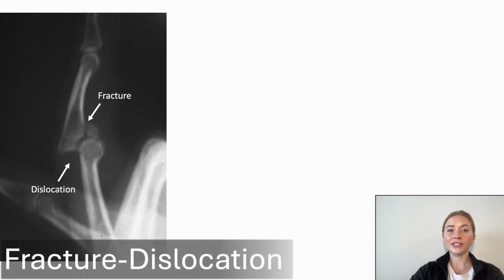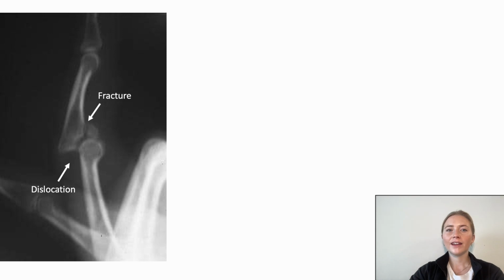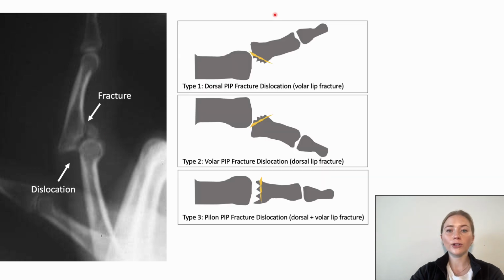Fractures and dislocations may also occur together, aptly named fracture dislocations. These often involve the PIP joints when there is both a dislocation and a fracture on the same bone, usually the middle phalanx. As you can see here, there's a fracture and a dislocation at the middle phalanx of the PIP joint. There are three accepted categories of fracture dislocations: dorsal, volar, and pilon. And pilon is when the dorsal and volar sides are involved.